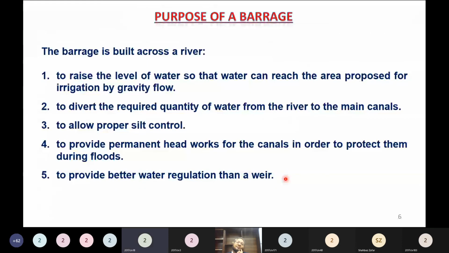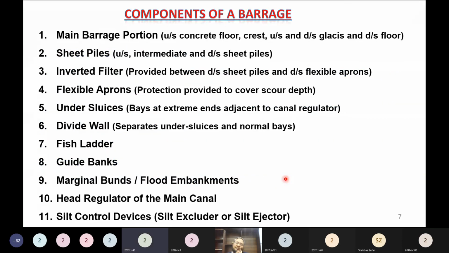Shall we move ahead? Yes, sir. Okay, this is the last slide. Today's last slide. We will discuss what are the components of a barrage. So here you can see that the major components of a barrage are these 11.